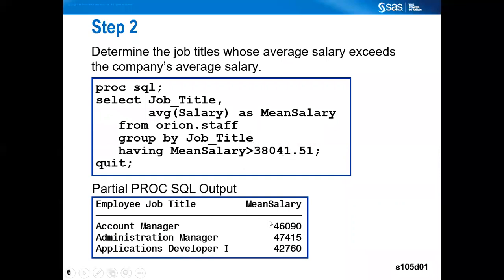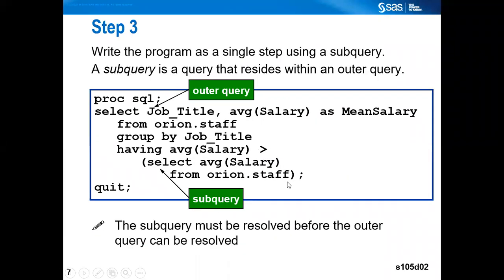38041. Correct, everyone? So determine your job titles whose average salary exceeds the company's overall average salary. The same value you can pass in a subquery. So your outer query is dependent on this subquery, while your subquery does not depend at all on your outer query. Hence, this type of subquery is called a non-correlated subquery.